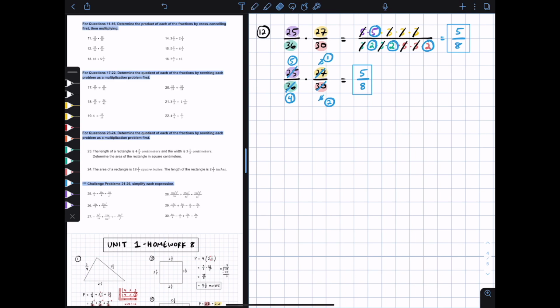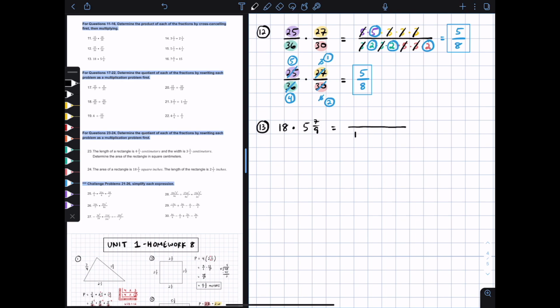Okay, let's try another example together. So here's number 13. For number 13, what do we have? We have 18. I'm going to multiply that by 5 and 7/9. Okay, so we have a whole number and a mixed number. No worries. Let's see what we got here. 18 is going to be 18 over 1. So I'm going to write the 1 on the bottom just for consistency.